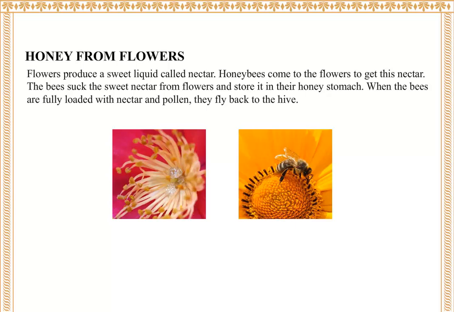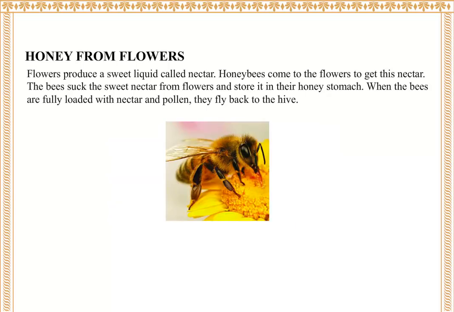Honey from flowers. Flowers produce a sweet liquid called nectar. Honey bees come to the flowers to get this nectar. The bees suck the sweet nectar from flowers and store it in their honey stomach. When the bees are fully loaded with nectar and pollen, they fly back to the hive.